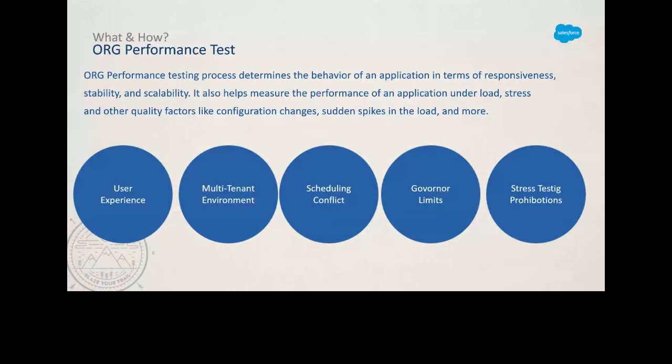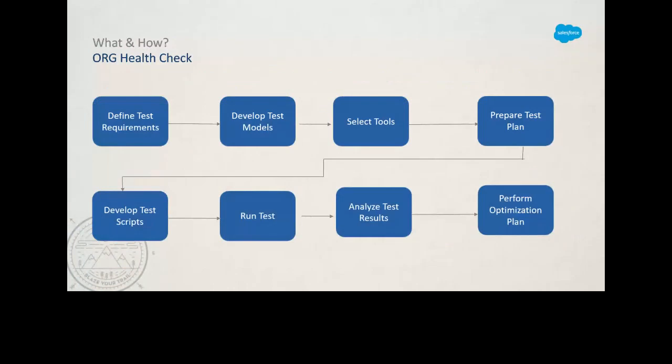So how do we do it? We usually first start with defining the test requirements. That means what needs to be tested. And then we prepare the test models. And very important is selecting the test tool. And depending on the test requirements, the test tool can vary.